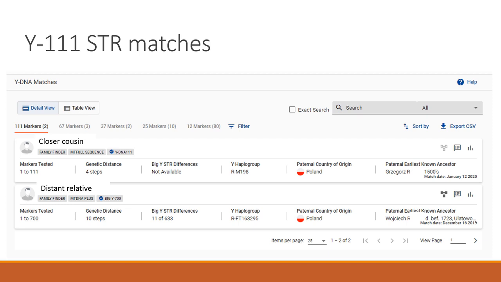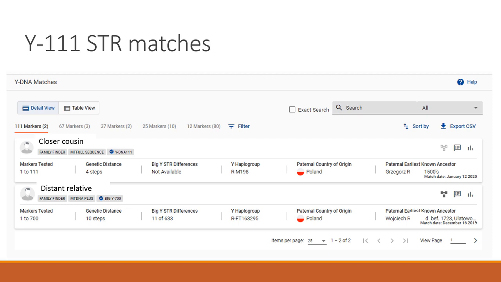And that means that there's no Big Y STR results available for our closer cousin, but there are for my more distant relative. And you can also see that his terminal SNP has changed from the one you would get from a Y37 or 111 test. You'd usually get an RM198 if you're in R1A, but he has taken a Big Y, so he has a different terminal SNP there.